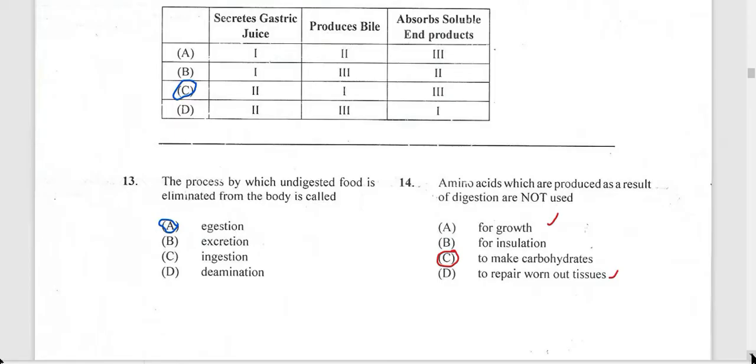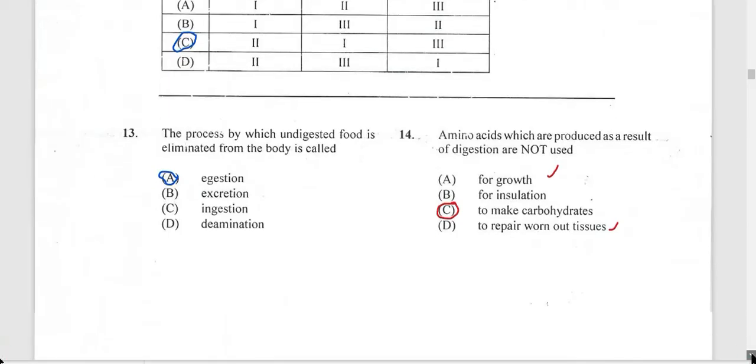For 14, amino acids, which are produced as a result of digestion, are not used to make carbohydrate. They are converted into fat, and that is why we said that fat would insulate the body. Only in a real extreme case where it is needed is it made into carbohydrate. So the best answer here for us would have been C, to make carbohydrate. If your views are different, please leave it in the comment below.